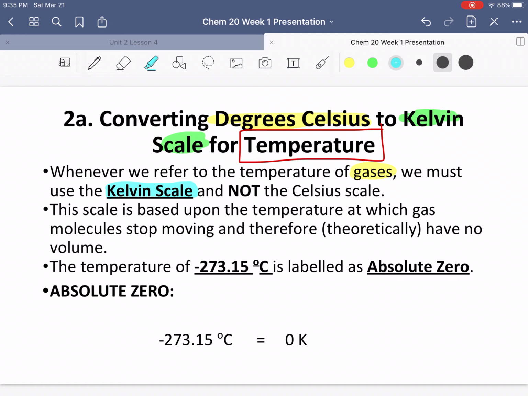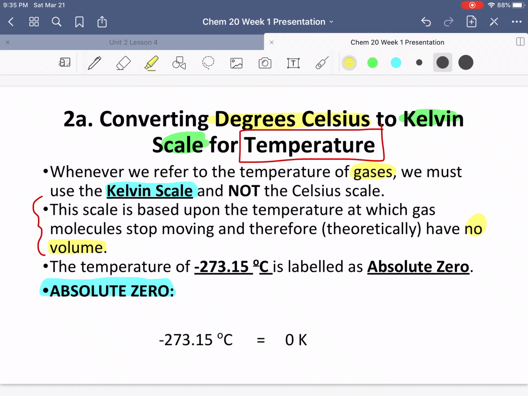Now, ultimately, just a little bit of background of where this thing comes from. There's something that is called absolute zero. And absolute zero is this theoretical idea where molecules are so stinking cold that they stop moving. And if they stop moving, then how is there going to be space between them? If there's no space between them, theoretically, they don't really have a volume anymore. Hence, this is that whole idea of it being a theoretical thing. If we were in class, we'd talk a whole lot more about absolute zero.